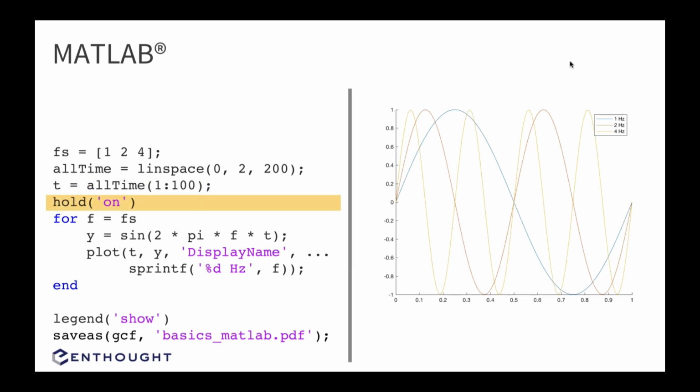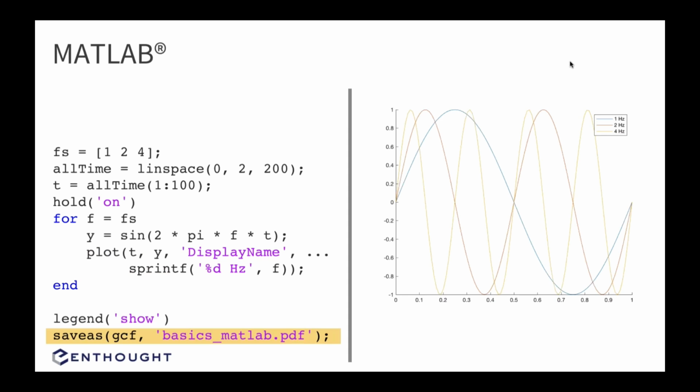Then I set the hold state to on so that whenever I plot, the lines overlay onto the same figure. And then I iterate through each of the frequencies, where I calculate my sinusoid for a given frequency, plot it as a function of time, and also label each line so that when I show the legend later, each of the lines is labeled. Then I display the legend and save the current figure as a PDF.